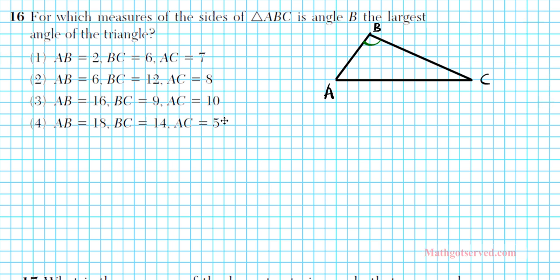The easiest way to do this is by using ratios. What I'm going to do is compare the length of AC in each triangle with the perimeter of the triangle. Okay, so let's take a look at option number 1. For number 1, AC is equal to 7, and the perimeter is 2 plus 6 plus 7, which equals 15. So the ratio of AC to the entire triangle is basically going to be 7 divided by 15.